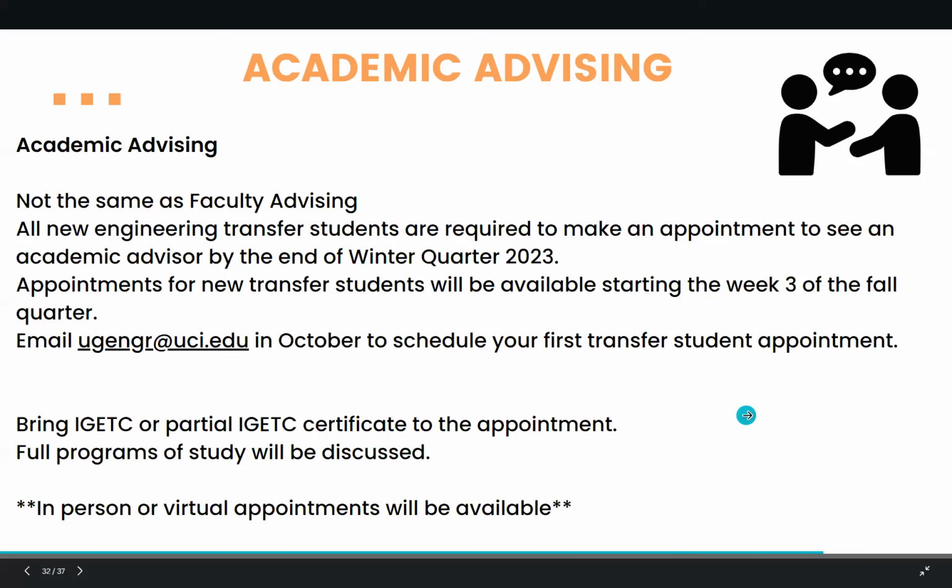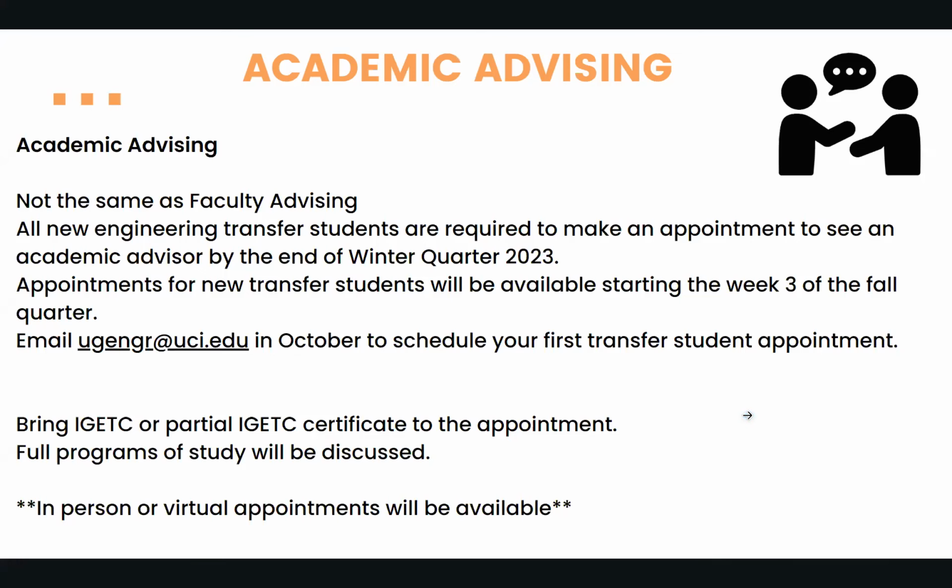So meeting with your academic counselors is meeting with our office. Not the same as that faculty advising. As a new engineering transfer student, you are required to make an appointment to see an academic counselor at least by the end of winter quarter 2023. I personally recommend that you meet with us prior.